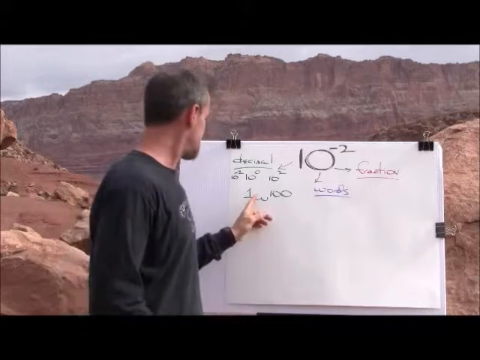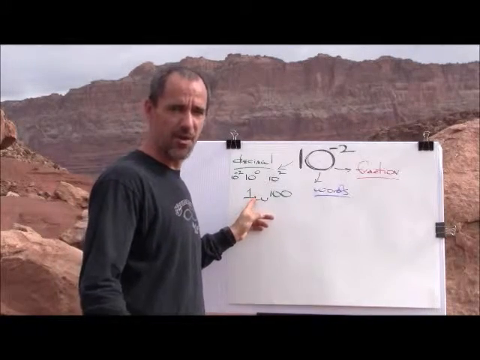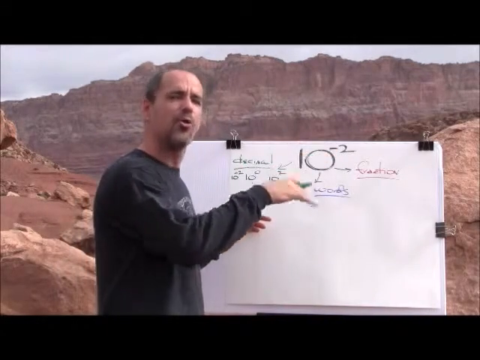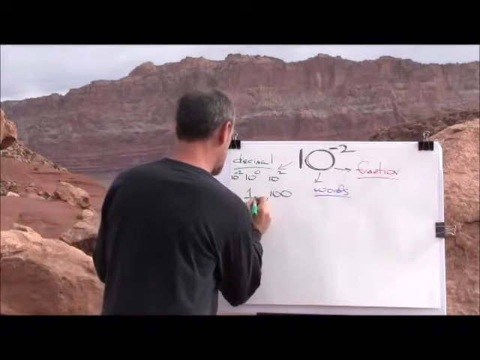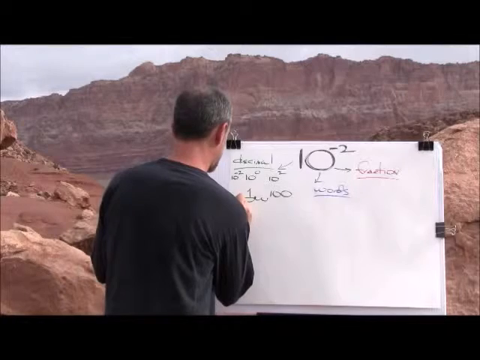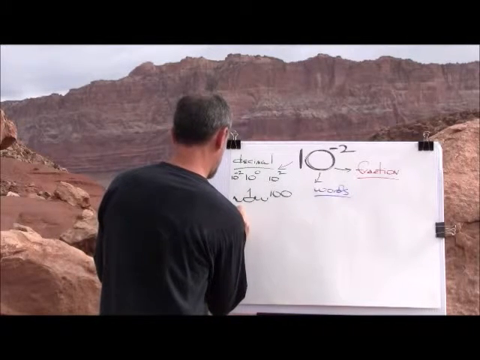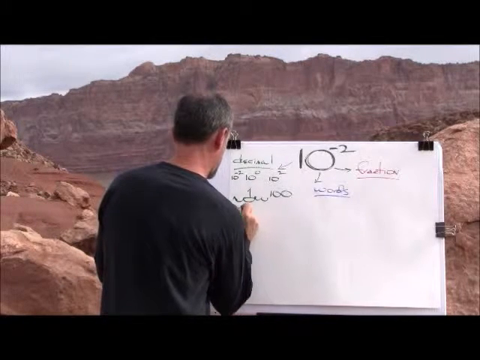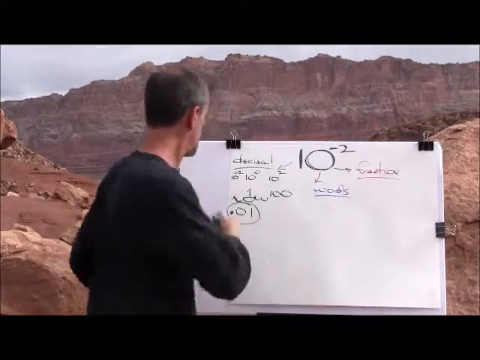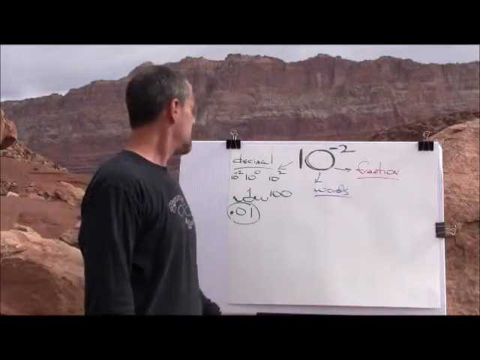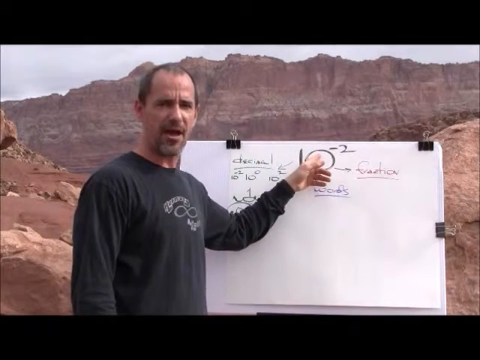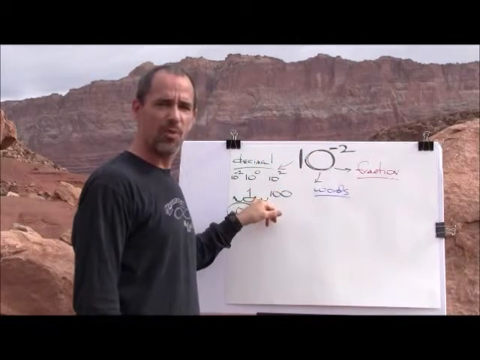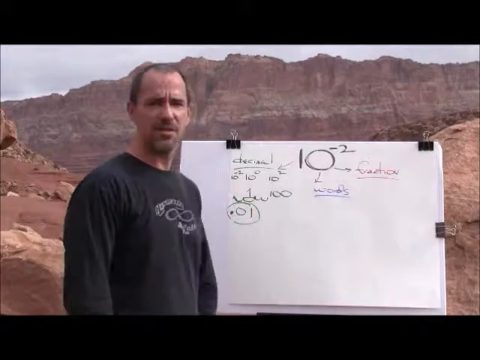Well, in this case, instead of starting with the decimal point to the right of the 1 and sliding it 2 to the right, we would start with the decimal point to the right of the 1 and slide it 2 to the left. So in conclusion, if you want to take a negative exponent and turn it into a decimal, especially a power of 10, start with the decimal point to the right of the 1 and slide it to the left.